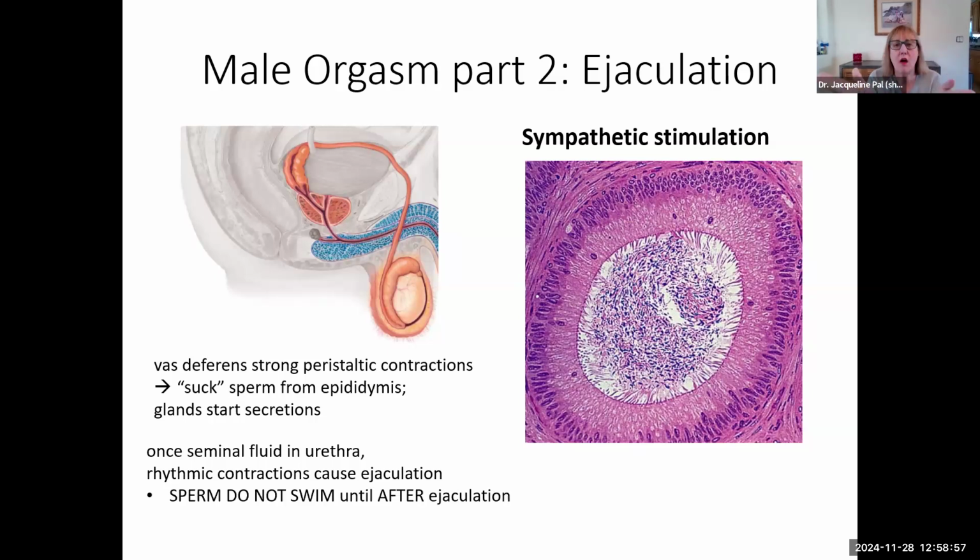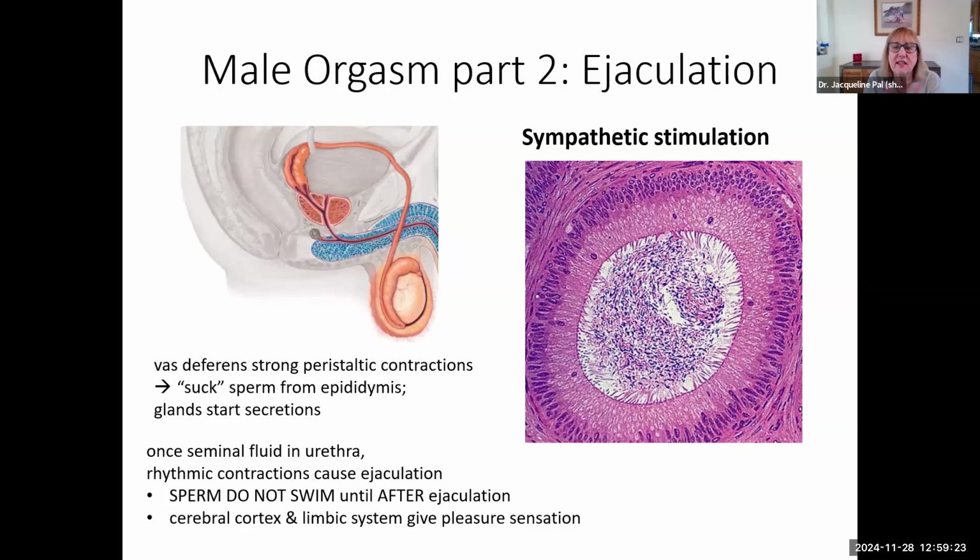Okay. Note, sperm are lazy. They're not swimming while they're still inside you, right? Because that would take energy and they would need an energy source. Their energy source is the fructose coming from the seminal vesicle. They're going to use that once they're outside the body.